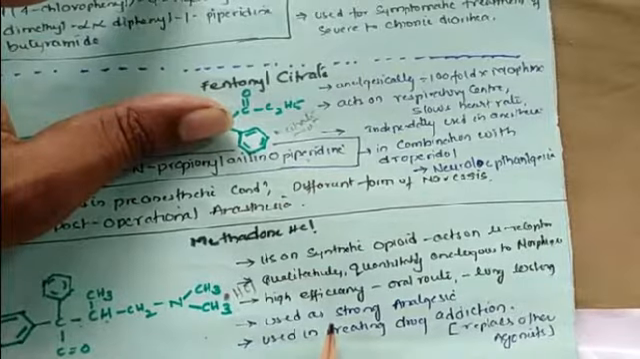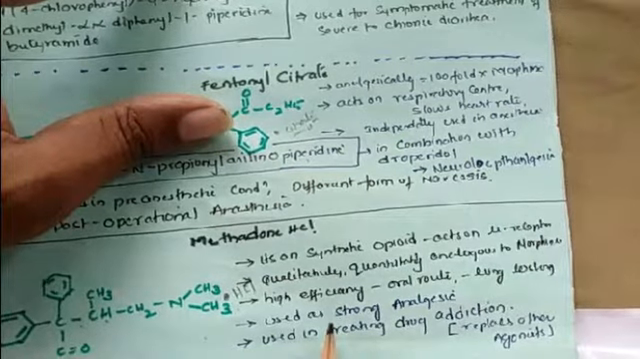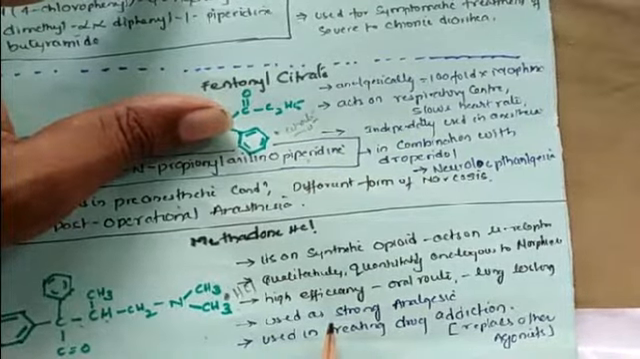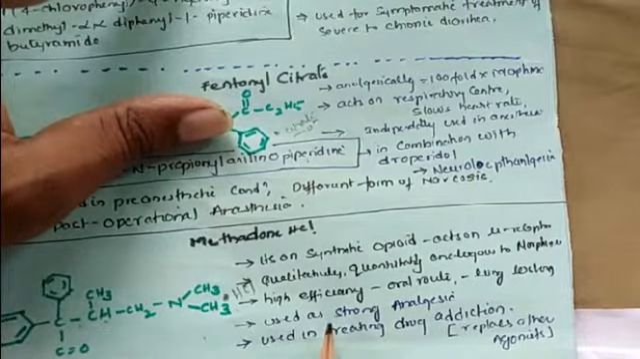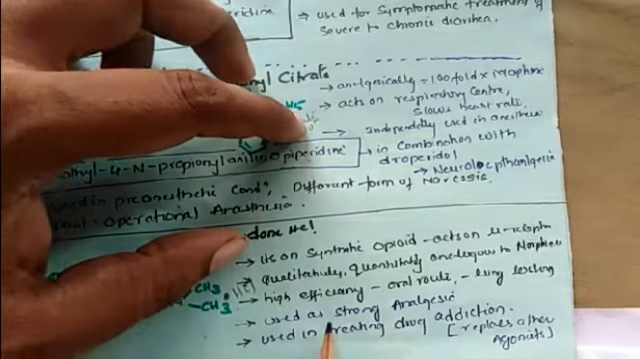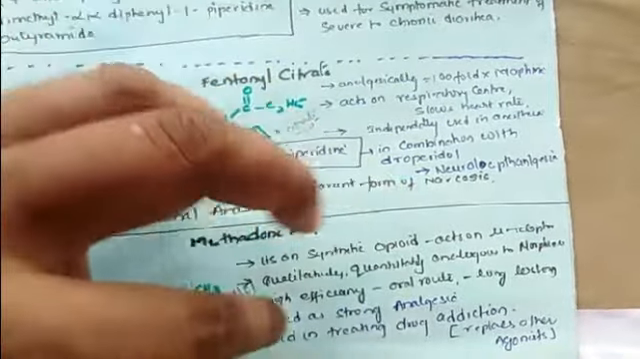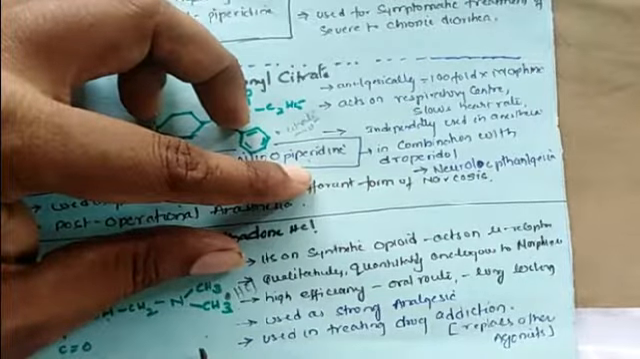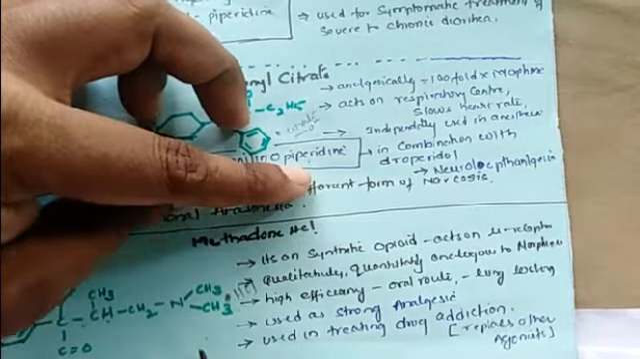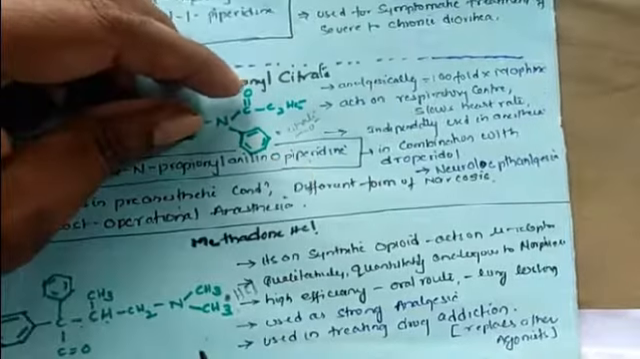So if a patient takes 2 mg of morphine, the same effect can be achieved with 2 mg of methadone. So it's a strong analgesic agent used in treating drug addictions. It is used majorly in drug addiction treatments. This is about methadone HCl.